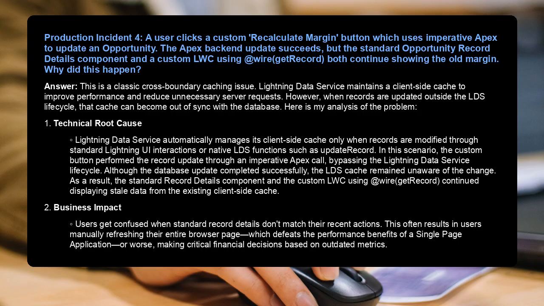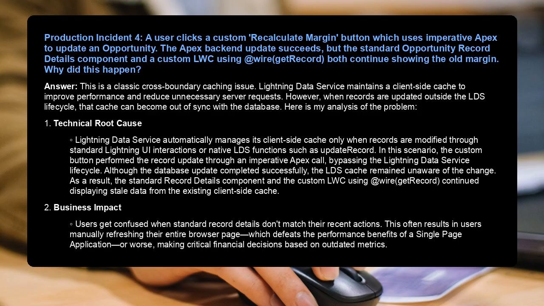Answer: this is a classic cross-boundary caching issue. Lightning Data Service maintains a client-side cache to improve performance and reduce unnecessary server requests. However, when records are updated outside the LDS lifecycle, that cache can become out of sync with the database. Here is my analysis of the problem.